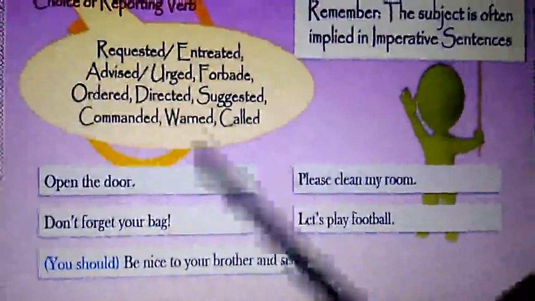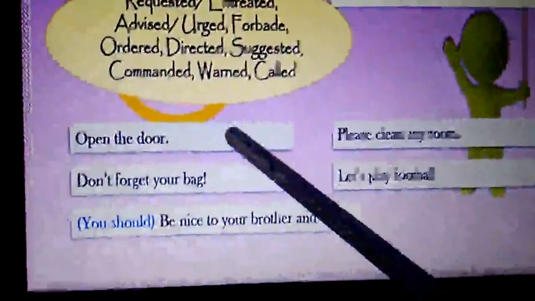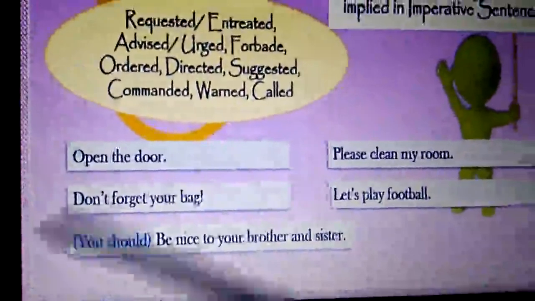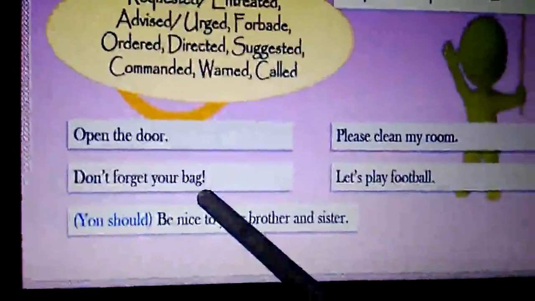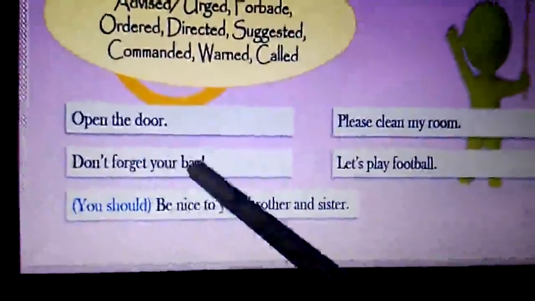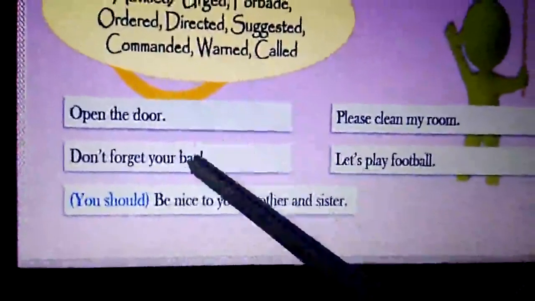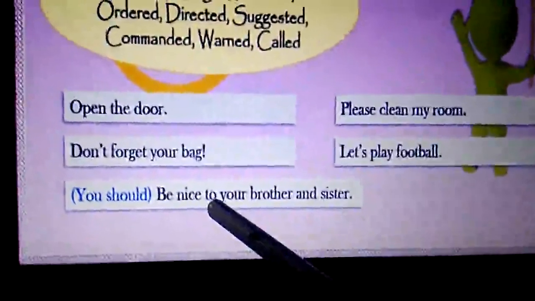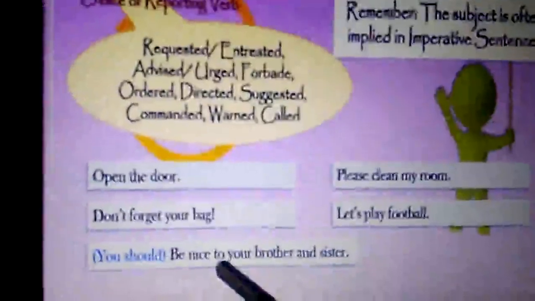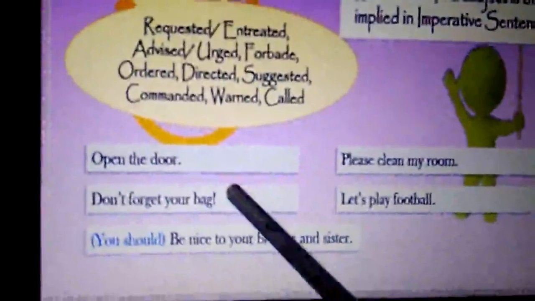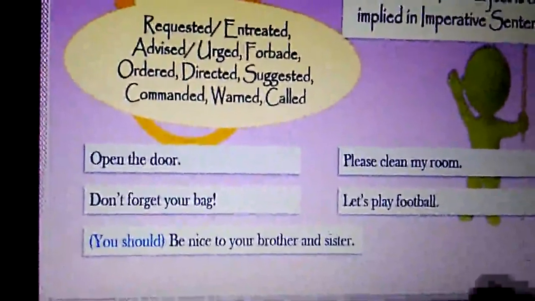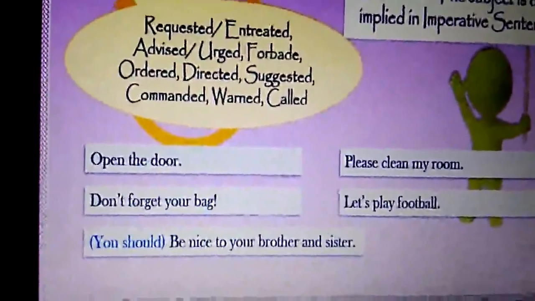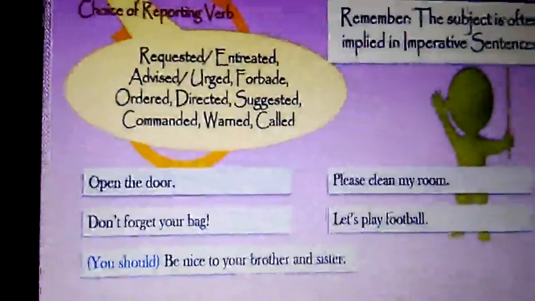Here the subject is implied. We are not using any person here, like you open the door or you don't forget your bag. So that subject you is implied actually. We write these sentences like this only. So all requests come under imperative sentences, advices or orders or directions or suggestions or commands, all these come under imperative sentences.